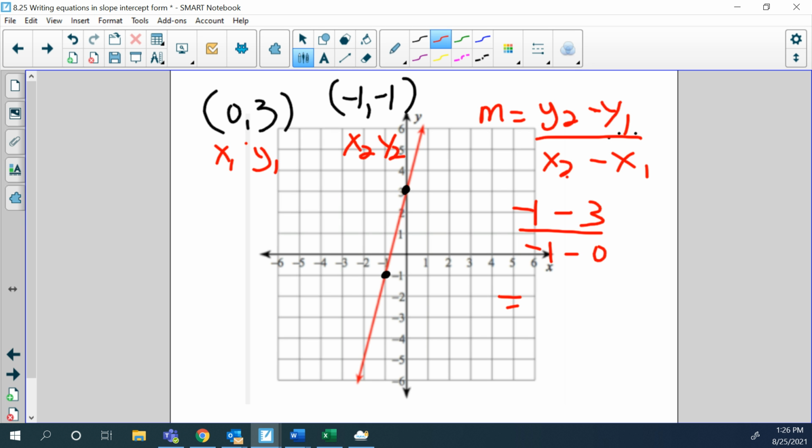And so if you solve that, -1 minus 3 is -4, and -1 minus 0 is -1. And remember, when you divide and the signs are the same, it becomes +4. So that's one way of doing it.